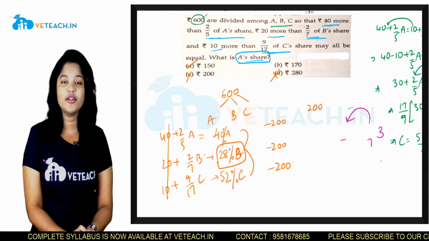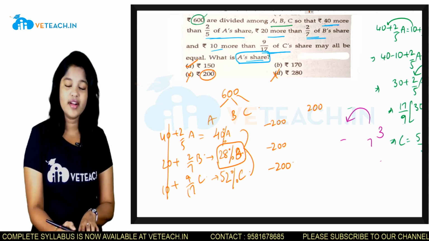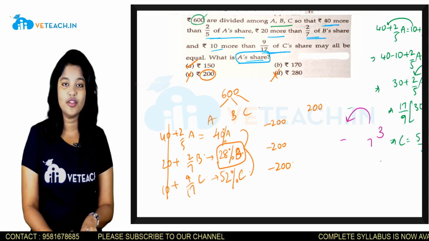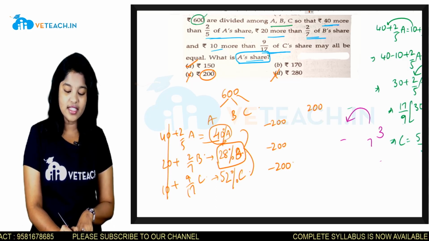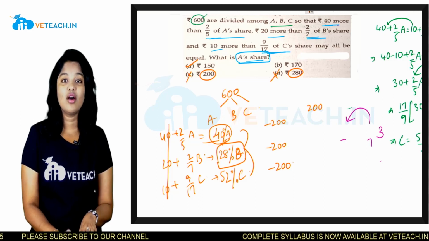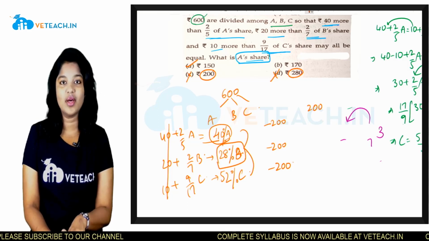Because there is no possibility of equal distribution, 200 is eliminated, and there is no possibility of greater than 50% distribution of A, since it is nearly equal to 40%. So, option D is eliminated. Now, the answer lies between 150 and 170.